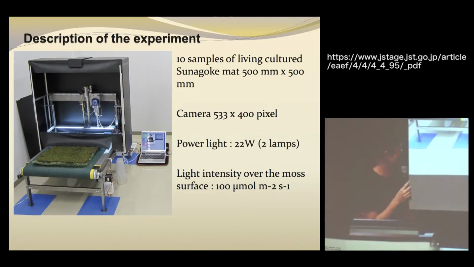So here is a little description of the experiment. They decided to take 10 samples of Sunagoke. Here is the camera, and there are 2 lamps. The power of the 2 lamps is 22 watts, and the light intensity is about 100 micromole per meter squared per second.